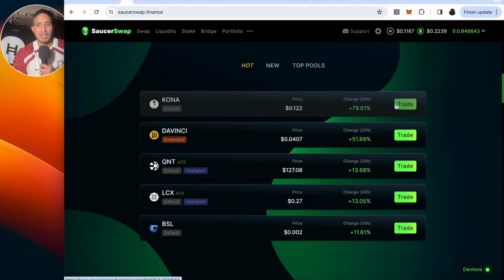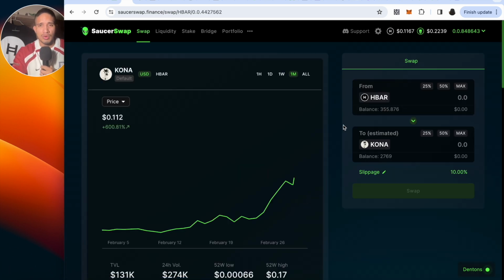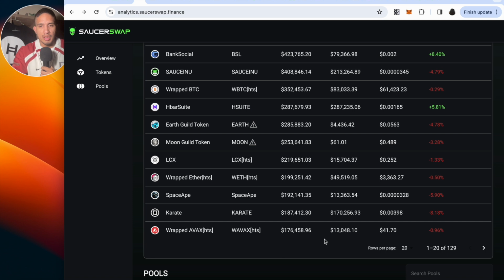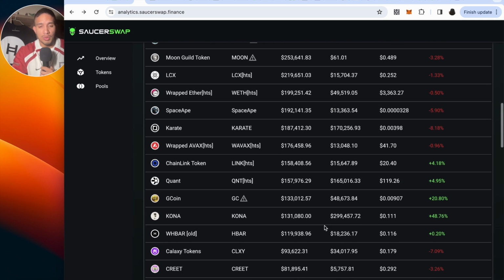Also, I do have a little tiny bit of Kona, by the way, and so you come here, check out Kona, and you see it has 131 million in total value locked, which is liquidity. Now I want to check if that liquidity is good liquidity, which is something that everyone should check before they buy a token, but it's up to you.